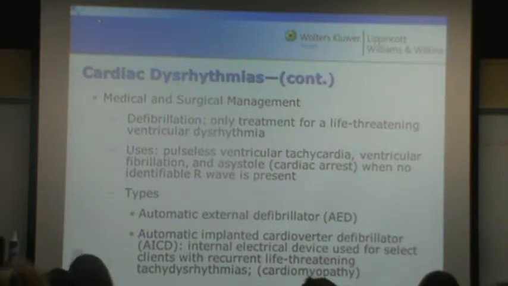All right, so let's kind of talk about what we were just talking about. Defibrillation, we're looking at V-fib or pulseless V-tach. So this is a patient that does not have a pulse, and they have a lethal ventricular dysrhythmia.